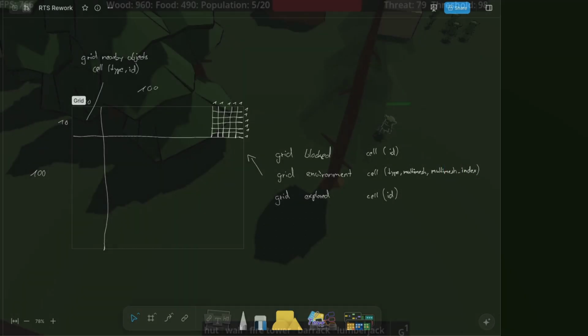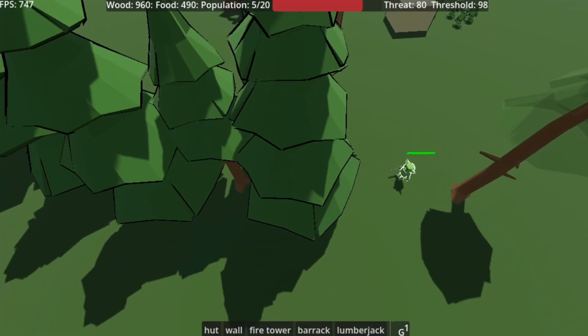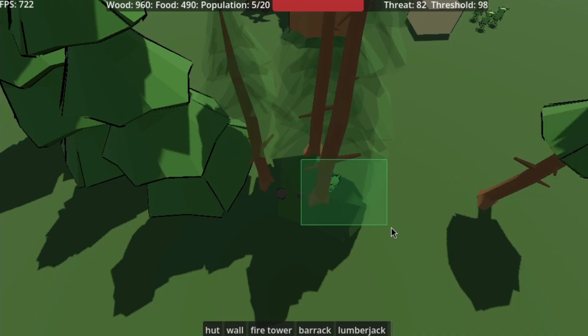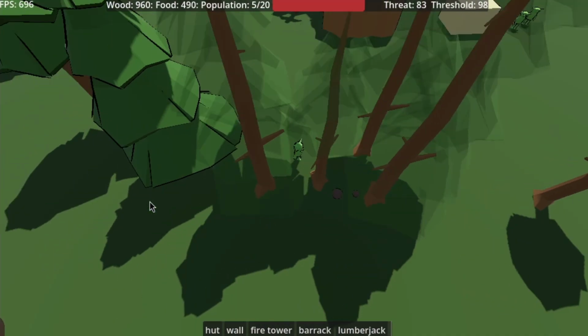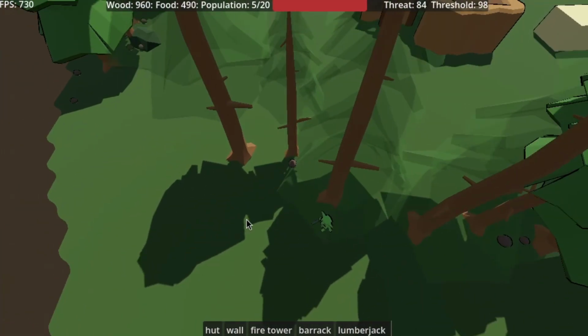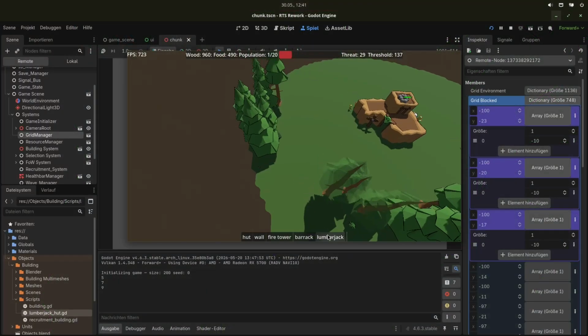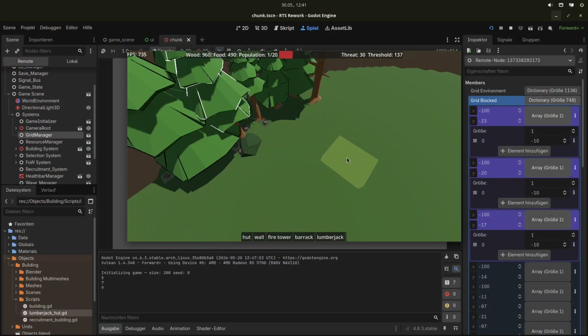For example, if a unit walks behind a tree, the game can instantly look up that specific index and make the leaves transparent, so the player doesn't lose sight of their unit. It also allows us to easily highlight resources when we need to.